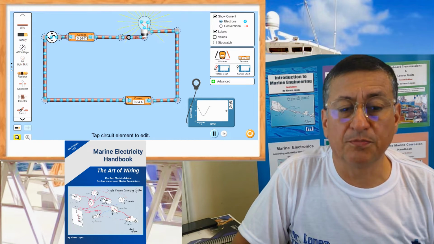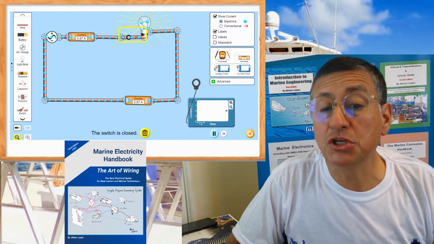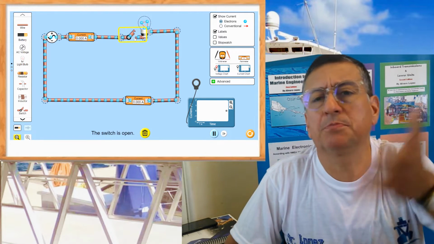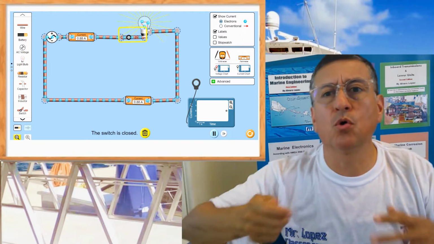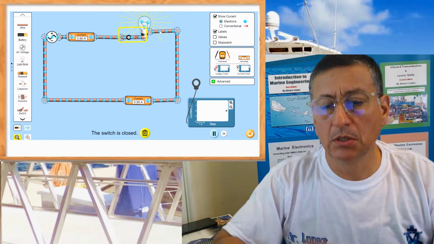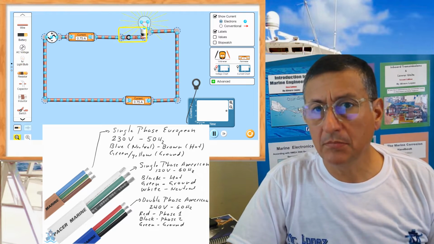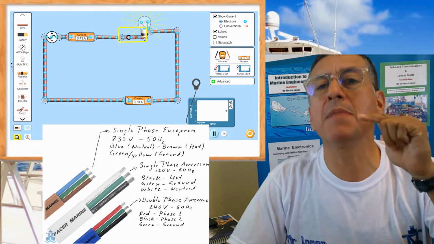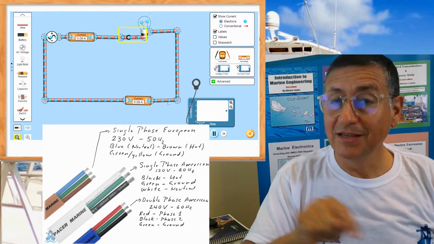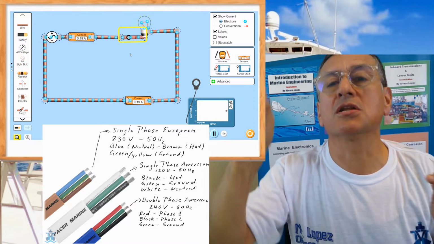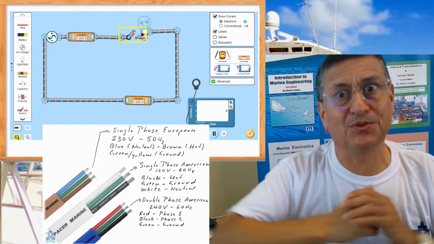I have the source of power, I have the ammeter, I have the switch, and once again a load. In this particular case, I put a light bulb. It could be a fan, or blower, or motor; it is a load. And this is the return. Remember, in AC, the supply is the hot, the black cable. The return is the neutral, the white, the return. And the ground is the grounding conductor. Now we are going to talk about that.